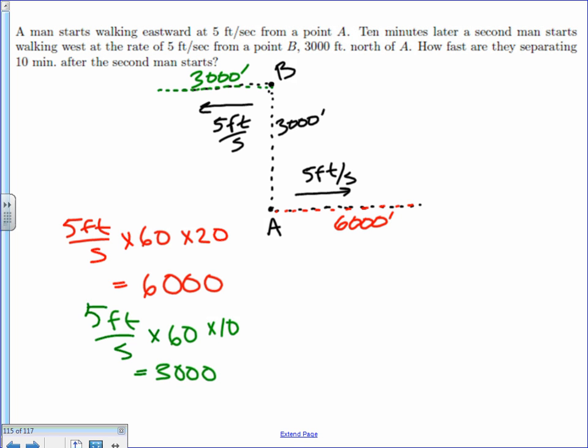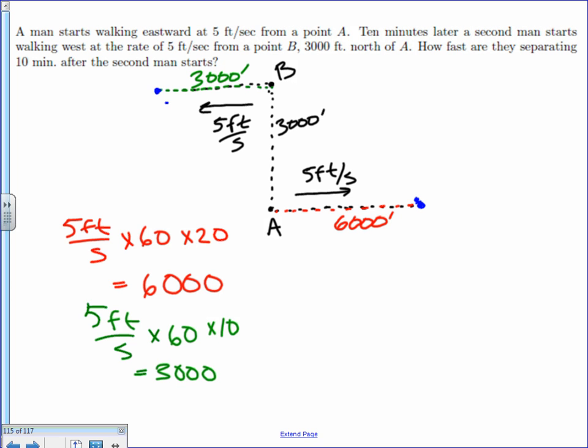This is my real setup and my picture right here. Now I look at my question. How fast are they separating? Well, man B is right here, and man A is right there.